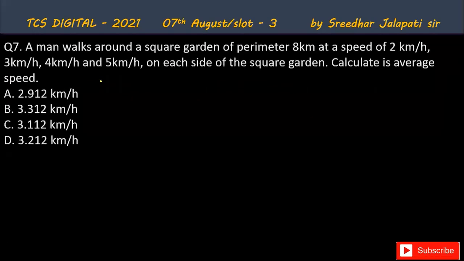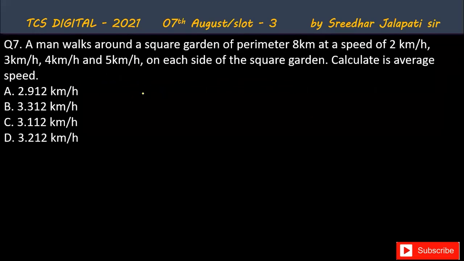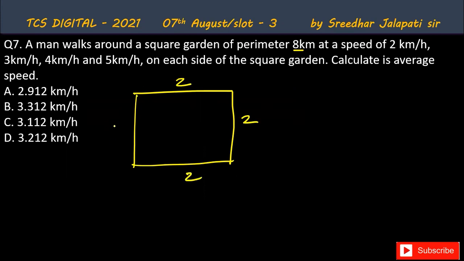Here is the solution for question number 7. A man walks around a square garden with a perimeter of 8 kilometers. If the perimeter is 8 kilometers, then each side is 2 kilometers, because a square has 4 equal sides. Along the 4 sides, he walks at different speeds. Along this side he walks at 2 km per hour, along this side 3 km per hour, along this side 4 km per hour, and along this side 5 km per hour.